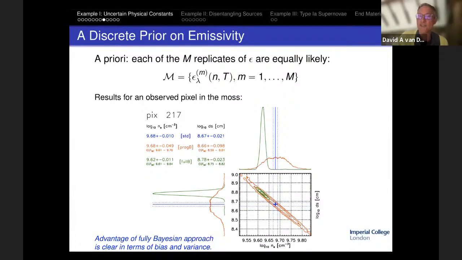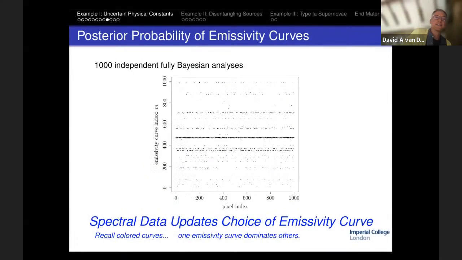I shift over, but so I have a better estimate, but without much extra uncertainty being carried forward. So that's kind of very nice. And at the same time, I learned something about the emissivity curves.